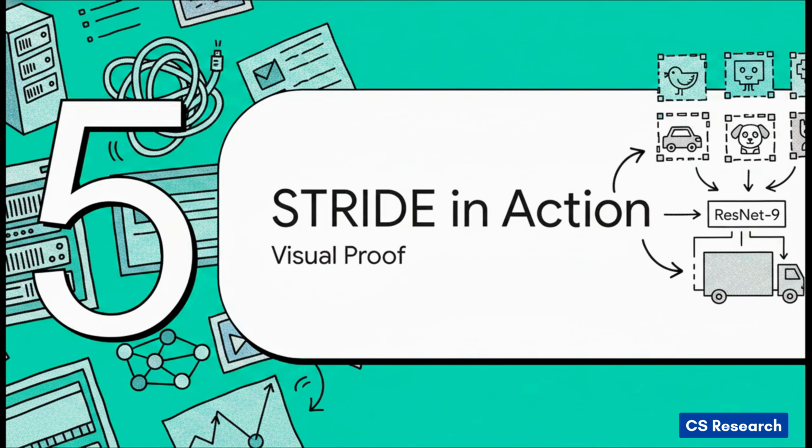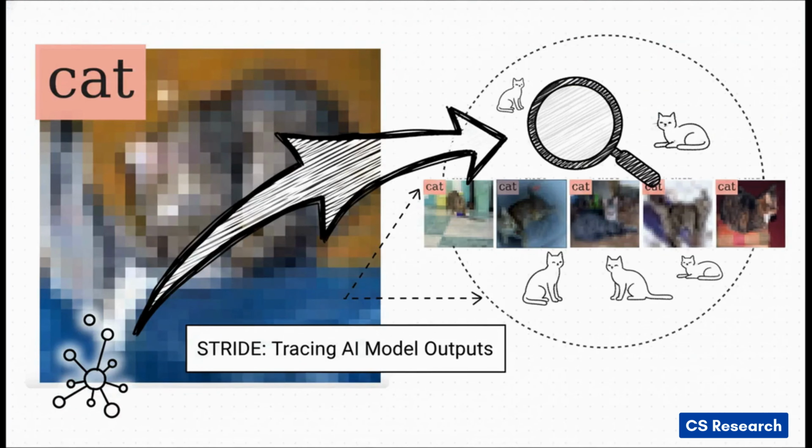Let's move to part 5, Stride in action. Let's look at the visual proof. We can see how this math translates into concrete visual evidence. The researchers tested Stride on image datasets, specifically CIFAR-10, using a ResNet-9 architecture, so we can literally see what the AI considers influential. Now, what's really interesting here is how cleanly Stride actually works.